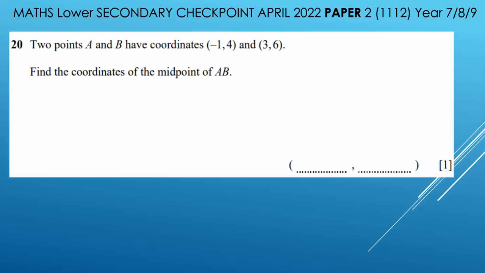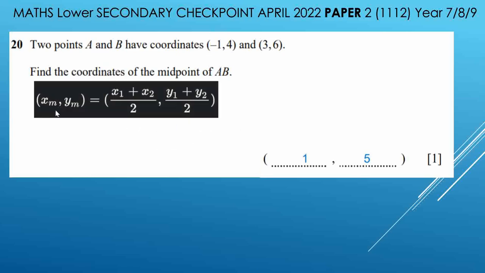As long as you remember the formula, you got this correctly. Now, this is the formula: (x1 plus x2) over 2, (y1 plus y2) over 2. And we just substitute the numbers: -1 plus 3 over 2 equals 1. 4 is y1, 6 is y2, so 10 over 2 is 5. That's how we got (1, 5).